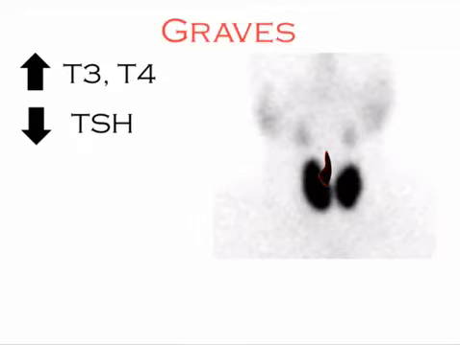So if you're given labs and you've got high T3 and T4 and a low TSH, and they show you that pyramidal gland, this is Graves. This is a classic look for Graves.